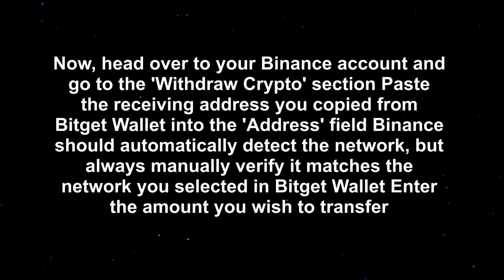Double check it. Now, head over to your Binance account and go to the Withdraw Crypto section. Paste the receiving address you copied from Bitget Wallet into the address field. Binance should automatically detect the network, but always manually verify it matches the network you selected.